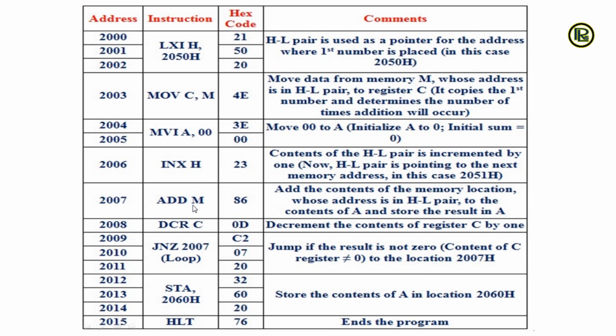One thing we have to remember, this part has 3 bytes: 21, 50, 20. So this part is the memory address 2050, and this is the corresponding code for LXI H. 2050 is the memory address where the number is to be written. So let's do the program writing in the trainer board.